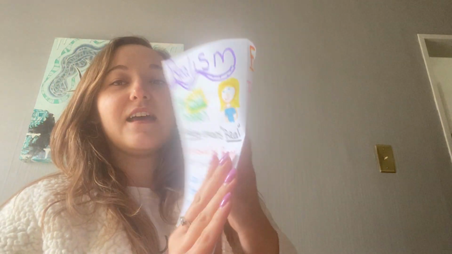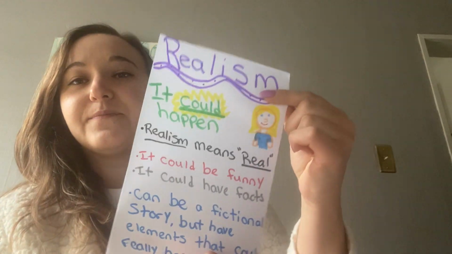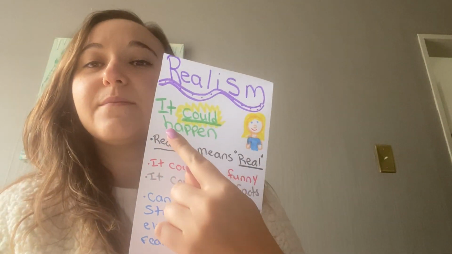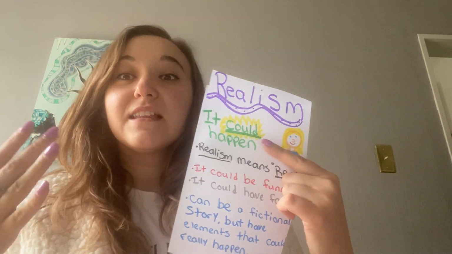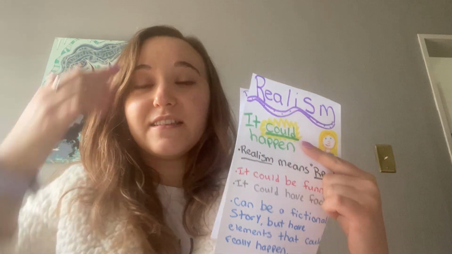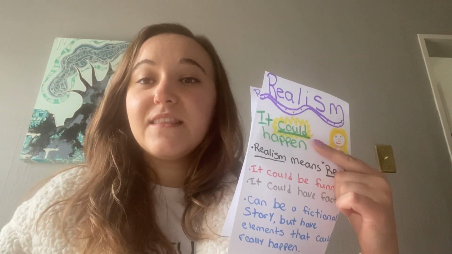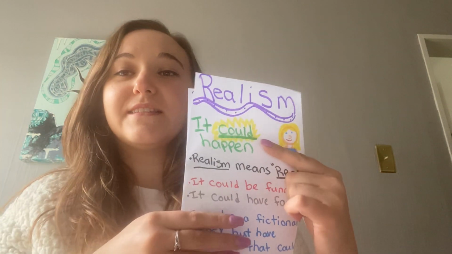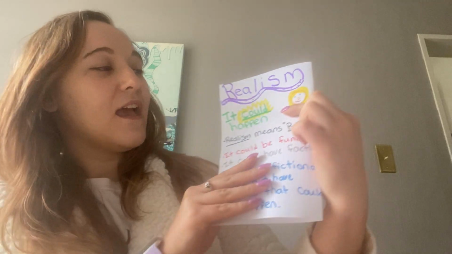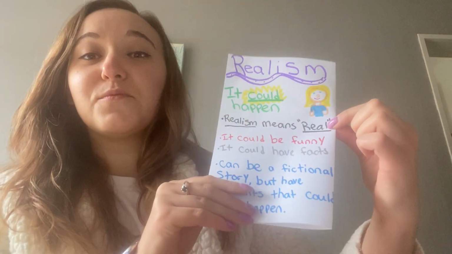So let's focus on realism for a second. Realism is something that could actually happen. So realism means that, like, Ms. Zebor is actually talking. That's a realism thing. Or you see elephants on the news. That's a realism story. It's really happening with elephants. Okay, so realism means real.